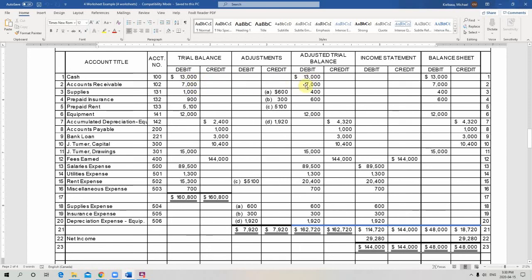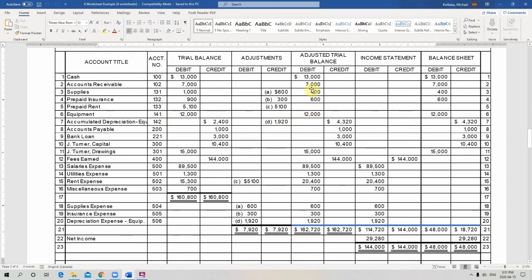Same thing for accounts receivable, but let's look at supplies. Supplies started out at $1,000 debit balance, and then we credited for $600. So there's $400 left. So the adjusted trial balance is $400. For prepaid insurance, we started with a debit of $900, then we credited for $300, so that leaves us with a debit of $600. All of the rent was used up, nothing. Equipment, we didn't touch it, so it stays at 12.